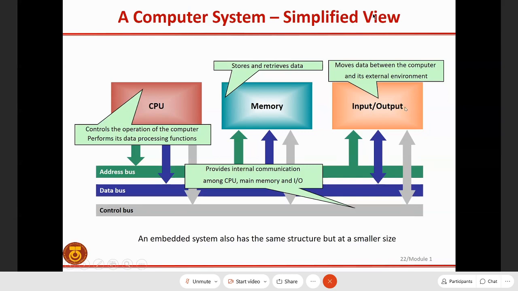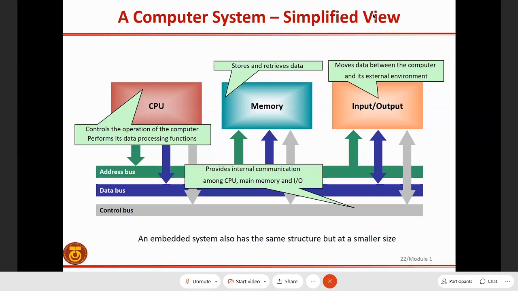Meaning that if it goes from input to the control bus, it can go to memory, or be retrieved back from memory to the control bus, and then we process it in the CPU. After the CPU does the processing, it's sent back to the control bus or the data bus, and then stored in memory, for example. So that is dual direction. But for the address bus, you can see that it is one way. Later we're going to learn this, but it's enough for you to understand.